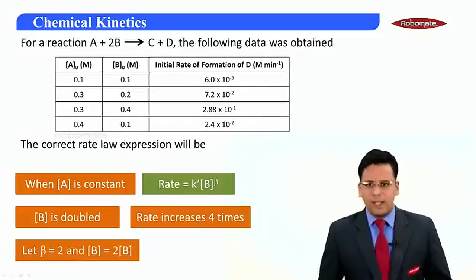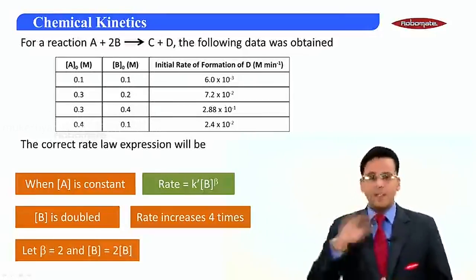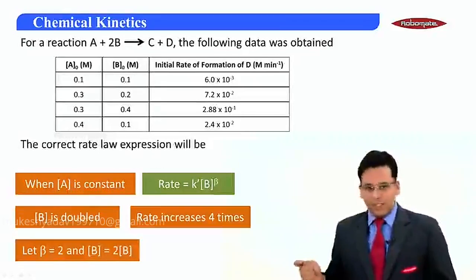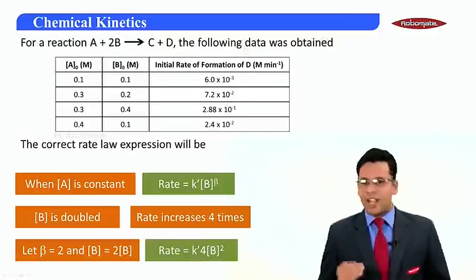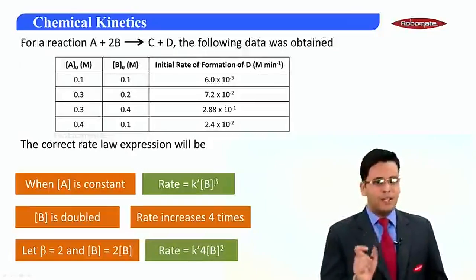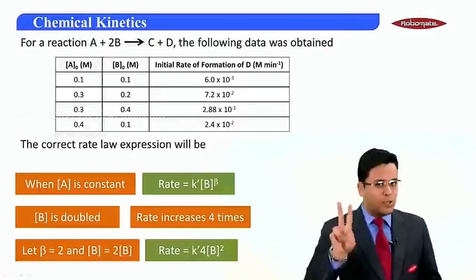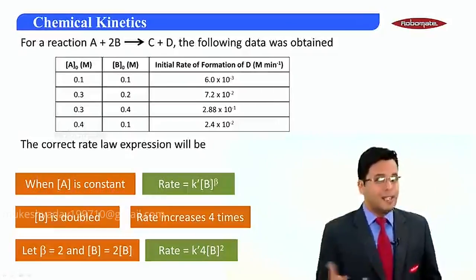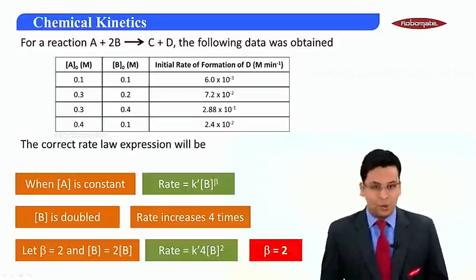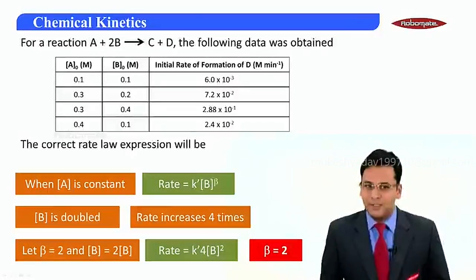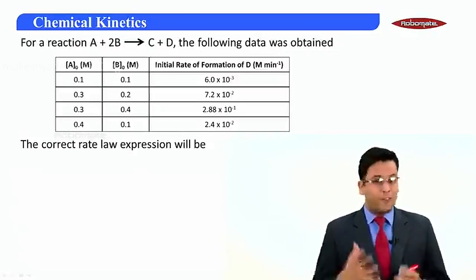Now here, let the beta value be 2 and the concentration of B be doubled. When we substitute all these values in the rate law expression, we get rate is equal to K dash into 4 to B raised to 2. Which means that when the beta value is taken as 2, the rate is indeed increasing by a factor of 4. This justifies the given data, so the value of beta is 2. We've got the value of beta, we'll do something similar to obtain the value of alpha.